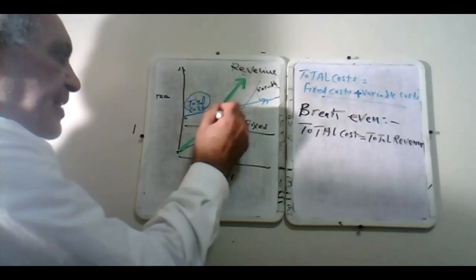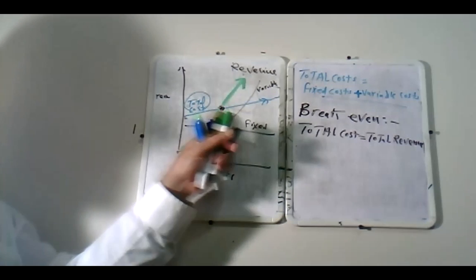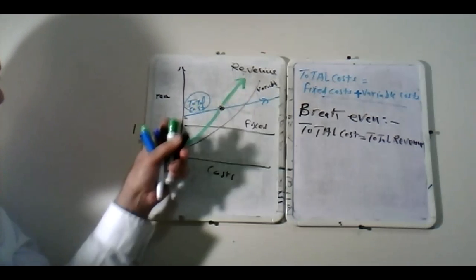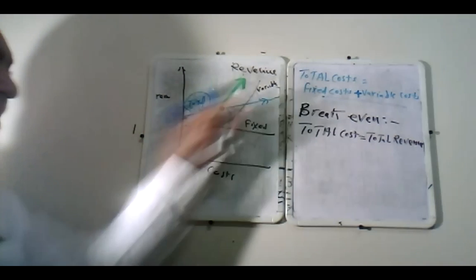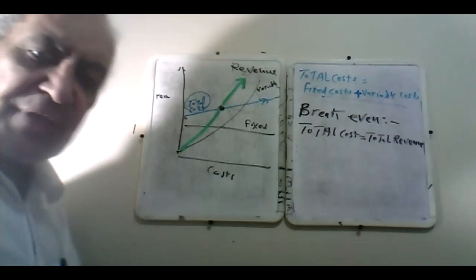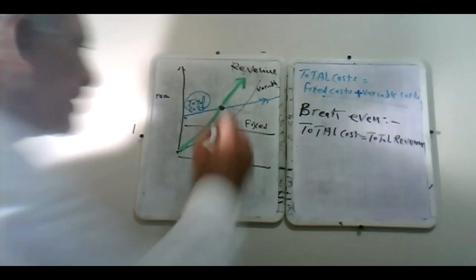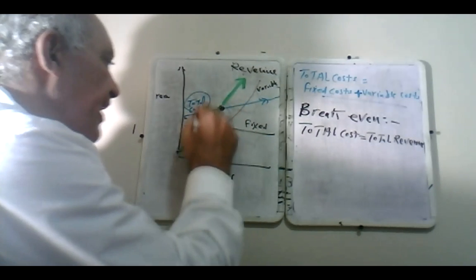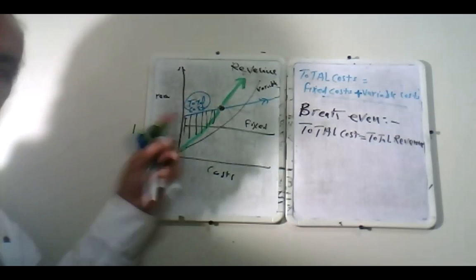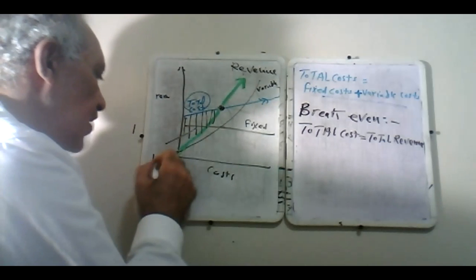Here, in the drawing, at this point, both of them intersect: the intersection of the total revenues in green and the total costs in blue. At this point, no gains, no losses. Before this point, in this area, is an area of losses.